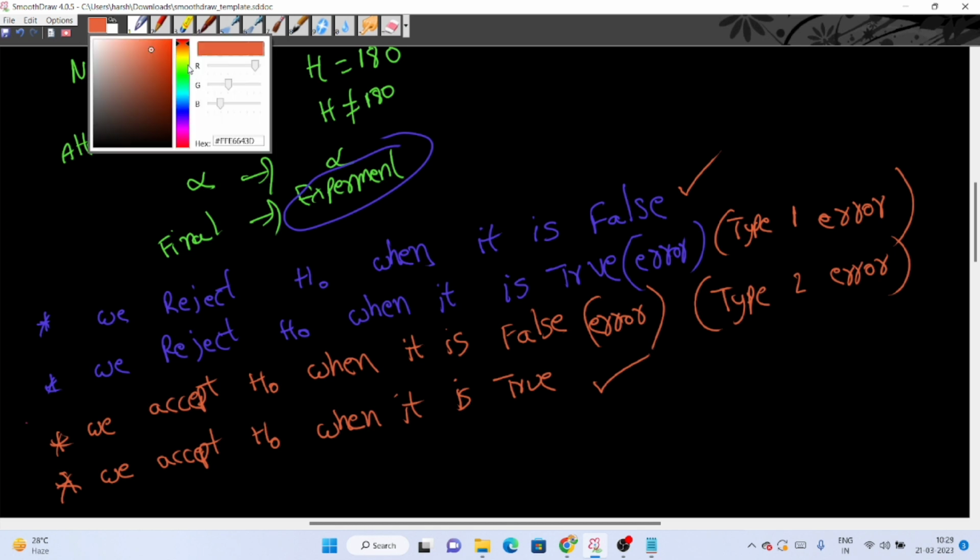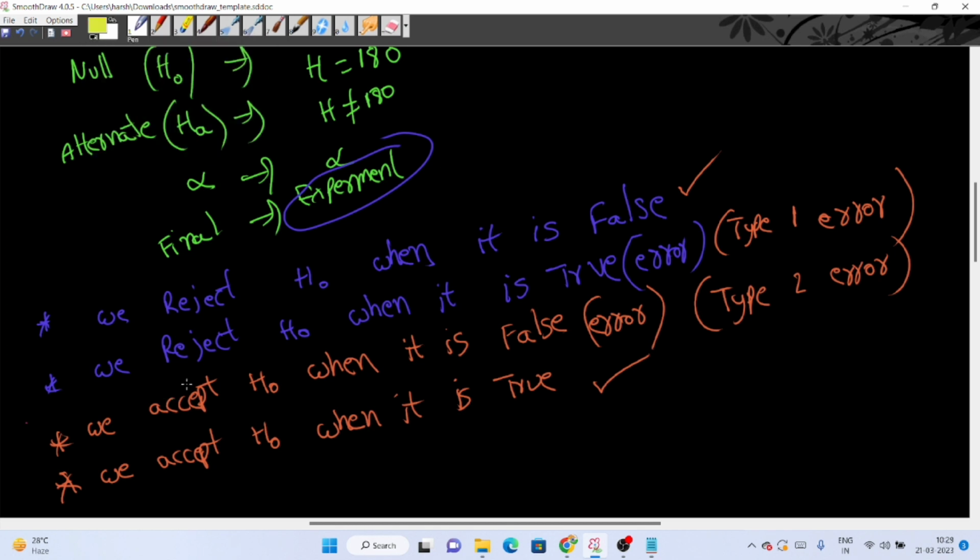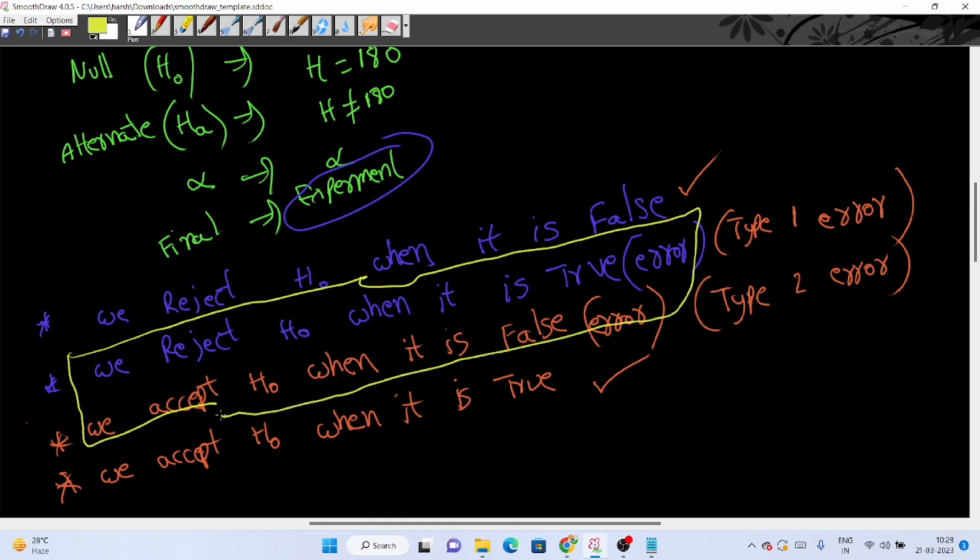And in this example, we only have 2 cases where we are doing it in the reverse way. In the first type of error, even if H is equal to 180, we are rejecting the null hypothesis. So that is my type 1 error. And in the type 2 error, even though H is not equal to 180, we are accepting the null hypothesis. So that's why it is my type 2 error. So this is all about hypothesis testing.